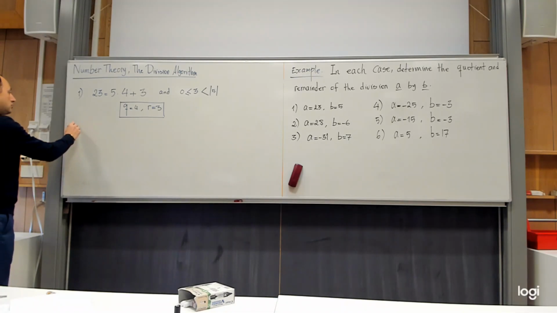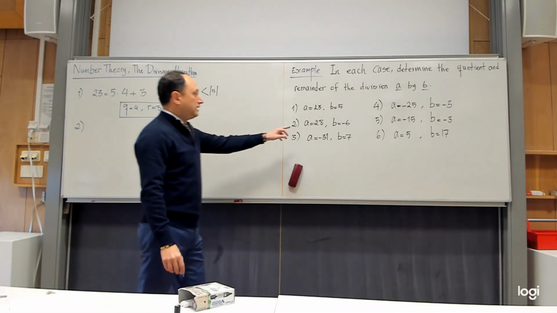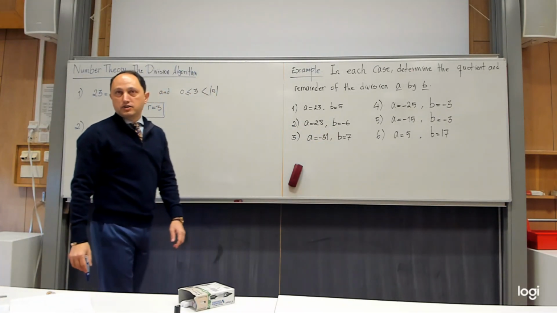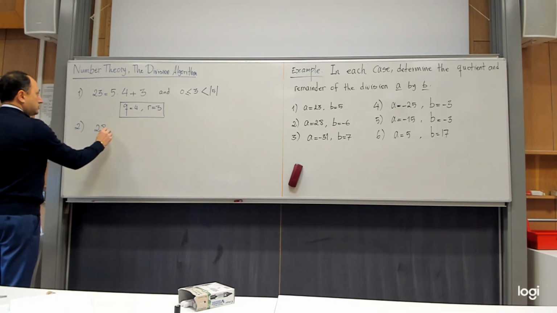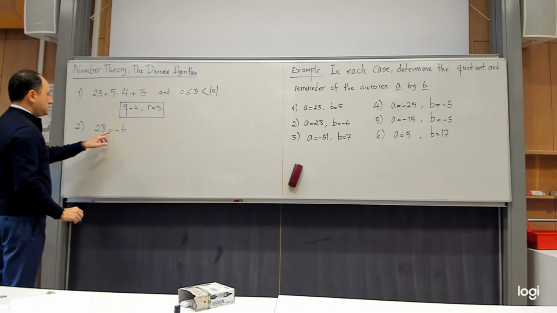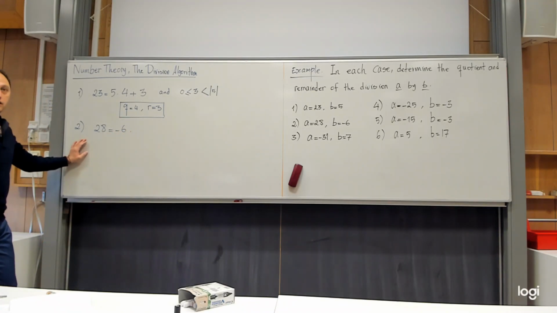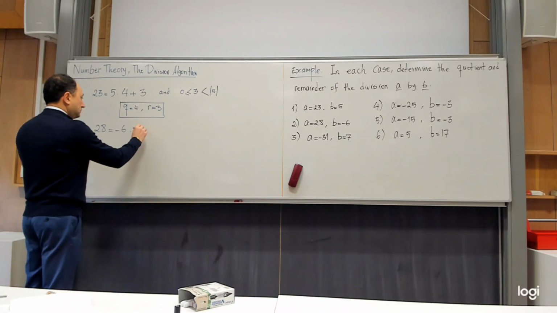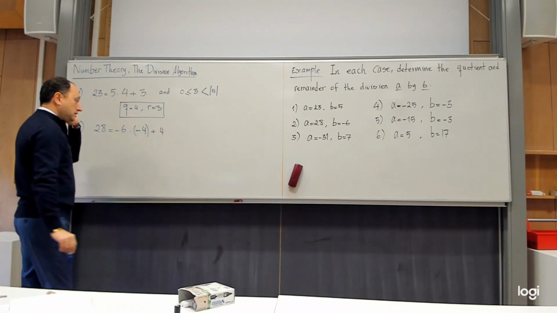Okay, but let us go to number 2. I have chosen A to be 28 and I have chosen B to be minus 6. So what can I write? So 28 is equal to minus 6, this is B, this is A. So what do you write for Q and what do you write for R? Minus 4, plus 4. Yes, let us check this.